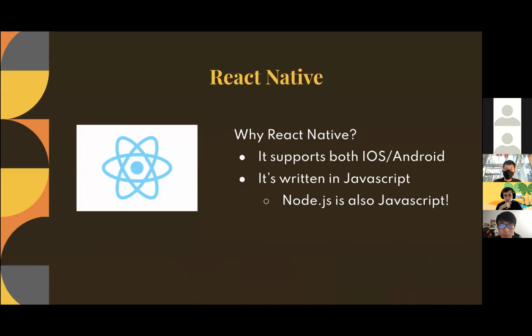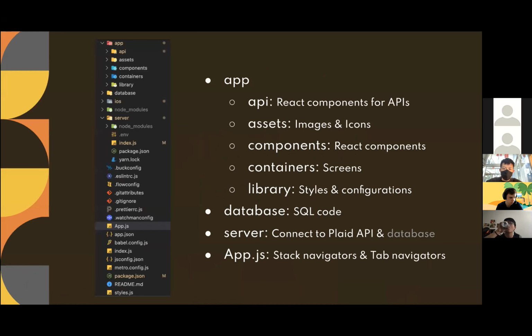Okay, so now I'm going to talk about the actual app design and the server. We chose to use React Native because it supports both iOS and Android. It's written in JavaScript. We only have to learn one language, and we'll be able to implement for both frameworks. Plus Node.js and Express.js, like some other libraries, are also JavaScript. So it just makes it really easy for us.